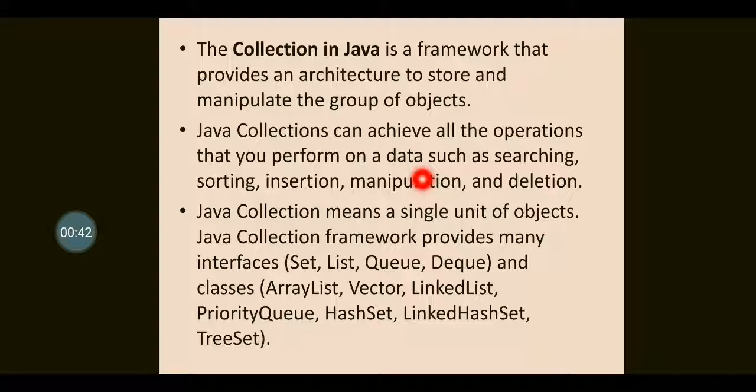In order to perform various operations like searching, sorting, insertion, manipulation, deletion on a particular set of objects, we move towards the concept called Java collections. So Java collection means a single unit of objects. It provides a set of interfaces like set, list, queue and dequeue, and also it provides various classes, namely array list, vector, linked list, priority queue, hash set, linked hash set, tree set.